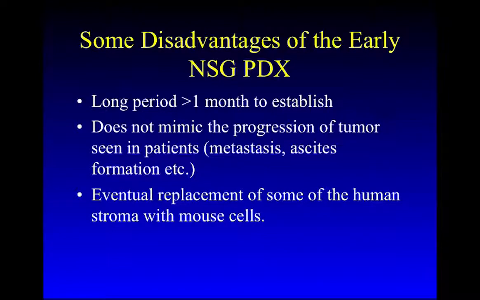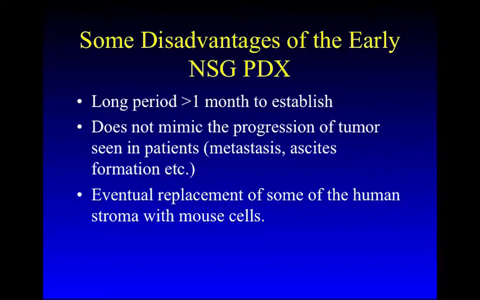Some of the disadvantages of these NSG PDX models are that it still takes us a month or more to establish them, and they don't mimic the patient's progression, like the metastasis and ascites formation that we see in the ovarian tumors. And there is an eventual replacement here. It starts to lose the human stroma, and you are getting some mouse stroma.